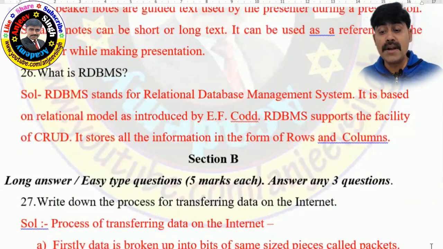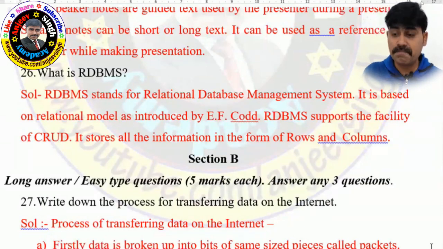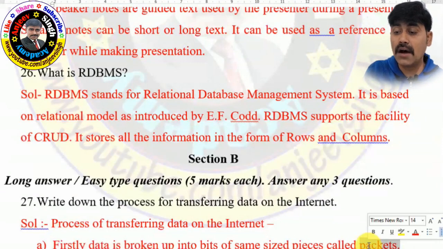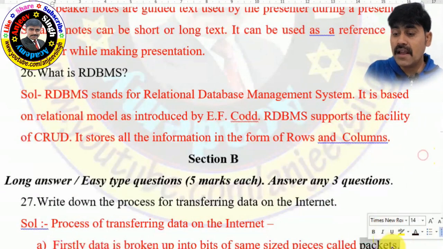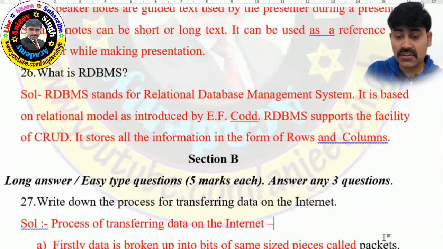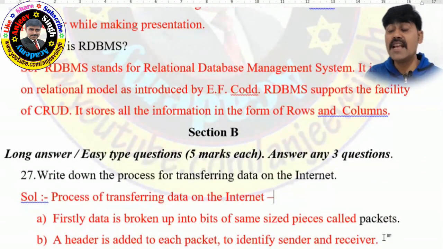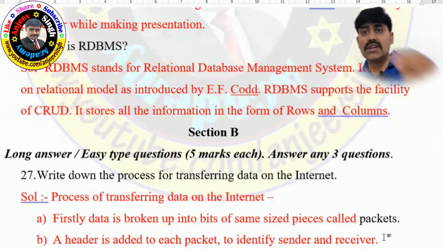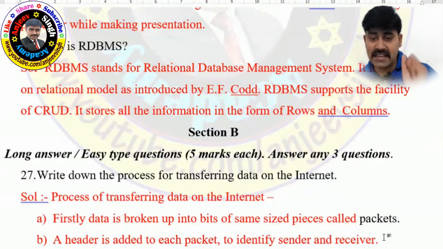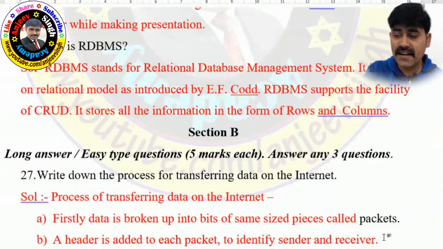Firstly, data is broken up into bits of the same size pieces. These are called packets. The packet is the most important component. All information is converted into packets first. Then a header is added to each packet, which means some additional information, like who is the sender and who is the receiver. This information is added inside your packets to identify the sender and receiver.